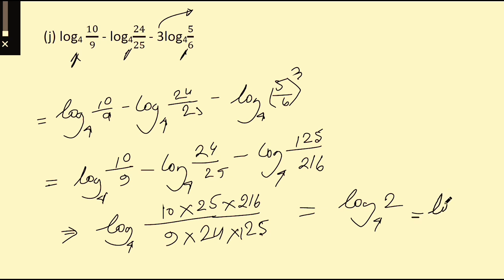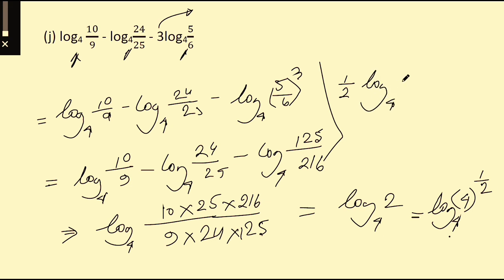So we need to make the base and argument the same. Instead of 2, we can write 4 to the power 1 over 2. If we take this power as a coefficient of log, then we can write it as 1 over 2 times log 4 to the base of 4. When the base and argument of the log are the same, it will become 1. So finally we will have 1 over 2 times 1.